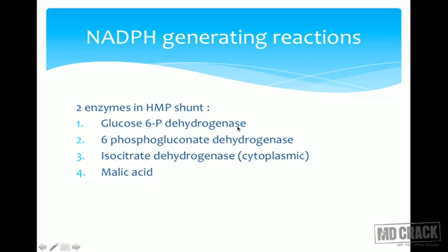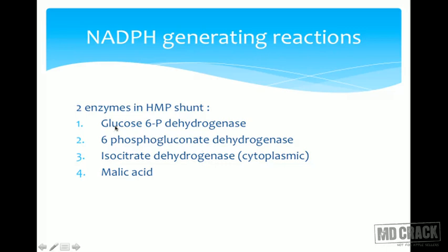There are two enzymes in the HMP shunt, glucose 6-phosphate dehydrogenase and 6-phosphogluconate dehydrogenase. Remember, the second enzyme can act only when the first enzyme has acted. Glucose 6-phosphate has to be converted to phosphogluconate, and only then can phosphogluconate dehydrogenase act. So if the first enzyme itself is blocked, there is no generation in the second reaction also. So NADPH is not generated by the HMP shunt. NADPH is involved in a lot of reductive biosynthesis, a lot of effects. It is responsible for maintaining the RBC membrane integrity, etc. So it is not just ATP, there are so many other things which are useful in the body, and those are being done by NADPH.